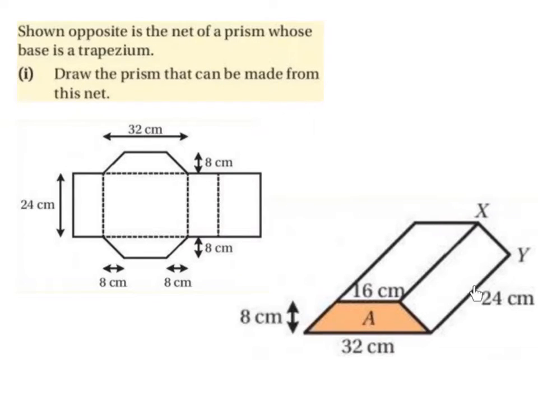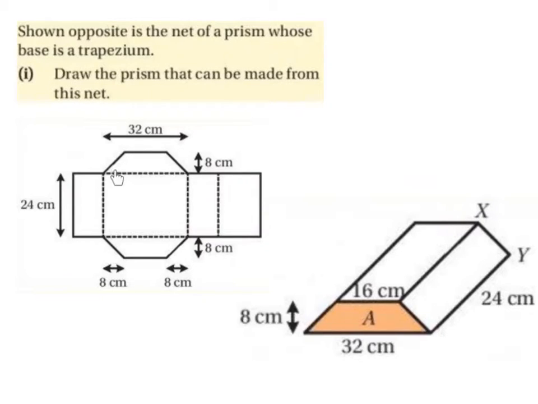Very important that when we draw the shape, we label it. So if from here to here is 32 centimeters, then from here to here is 32 centimeters. If the trapezium has a height of 8 centimeters, then from here to here is a height of 8 centimeters.